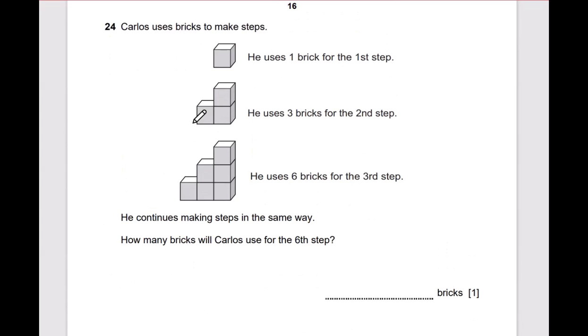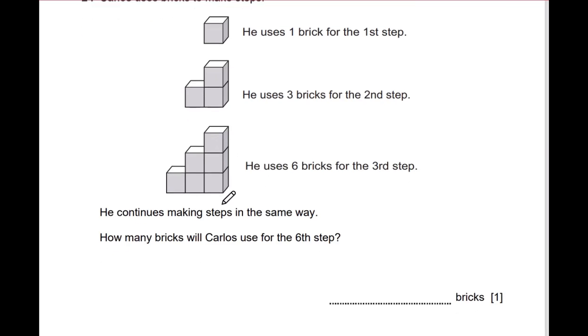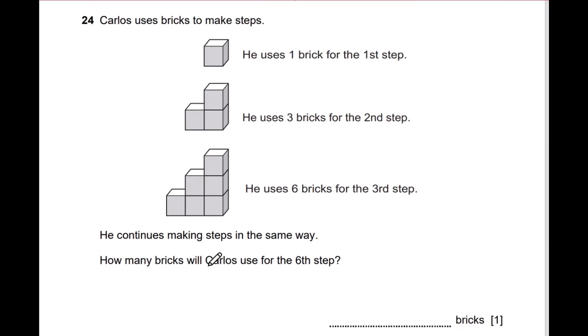Right, 24 now. Carlos uses bricks to make steps. He uses 1 brick for the first step, 3 bricks for the second step, and 6 bricks for the third step. So now he continues making steps in the same way. How many bricks will Carlos use for the 6th step? So if we continue, we see this one is the first, second, third. Start with 1 and 3 and then 6. So you'll be given 5 seconds to think.